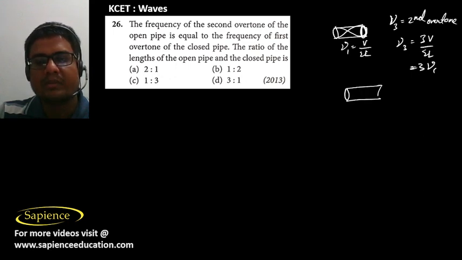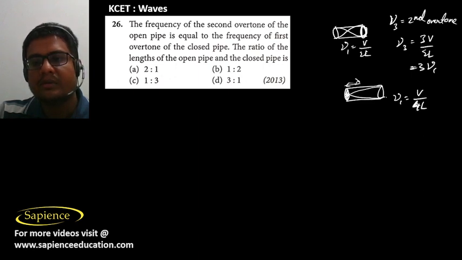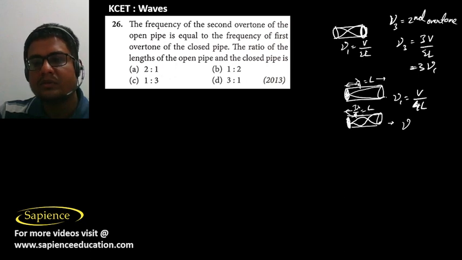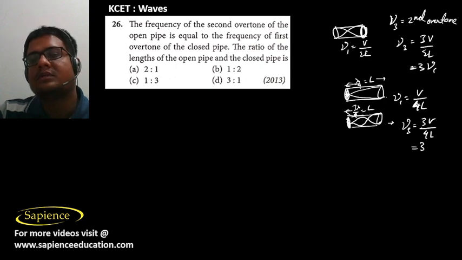So in the closed pipe, we have only odd harmonics. So here nu 1 is given as V by 4L, since here lambda by 4 is equal to L. And then the first overtone means we have the third harmonic. So here we have 3 lambda by 4 equal to L. So nu 3, the third harmonic, is 3V by 4L. So that is 3 nu 1.